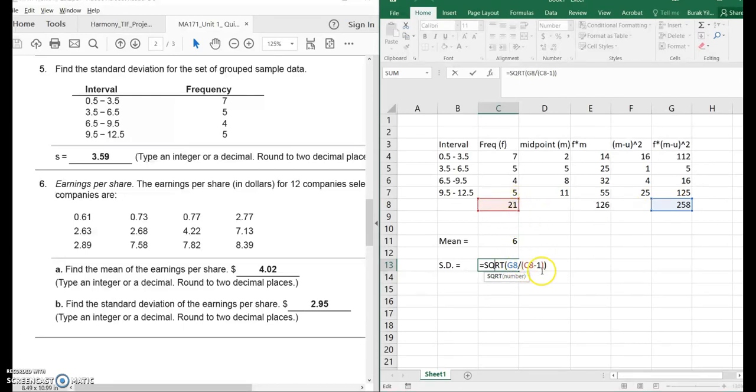You've got to be careful when typing if you want to use the formulas, because C8 minus 1 needs to be in parentheses. Otherwise it'll divide by 21 first and then subtract 1, which is going to be wrong. And then once you divide this sum by n minus 1, you need to take the square root of that outcome. That's why this whole thing is inside another parentheses. And that's going to give you the standard deviation as 3.59. So that's number 5.